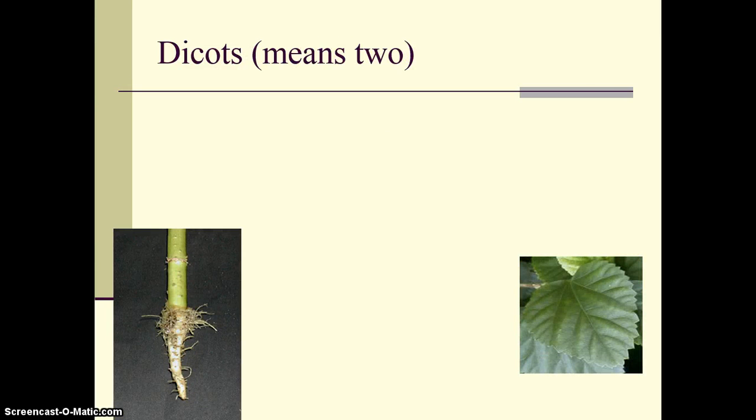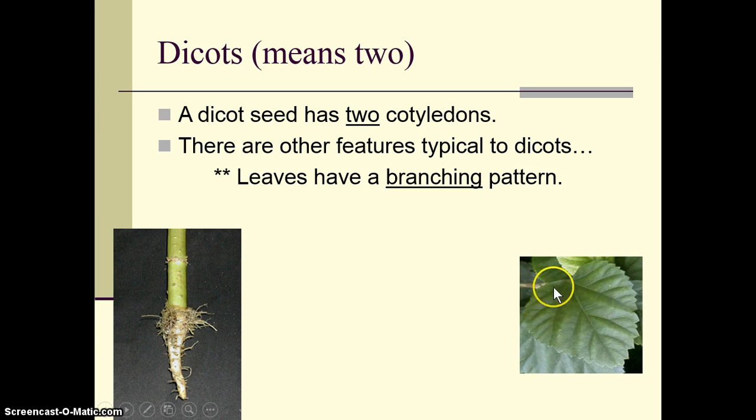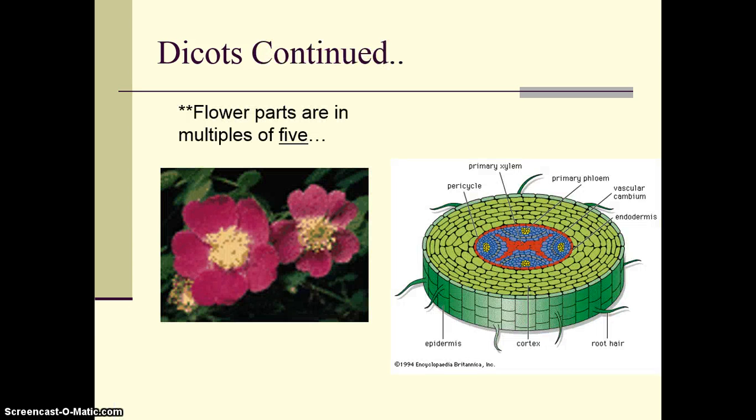Now we'll talk about dicots. Again, di means two, so a dicot seed has two cotyledons. Other features typical to dicots are that the leaves have a branching pattern. You probably saw leaves very similar to this with this branching pattern when you were doing your project Budburst. Dicots have a large, thick taproot. Their flower parts are in multiples of 5, and their vascular tissues are arranged in a ring. You can count the tree rings in a tree because you are counting the rings of vascular tissue.